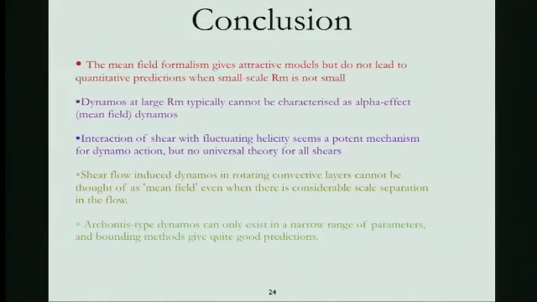Dynamos at large Rm, it seems, with turbulent flows can't be characterized as alpha effect dynamos. Adding shear doesn't seem to help. It enhances dynamo action, but it doesn't seem, even now, to be of mean field type, but maybe we're in the wrong parameter range. And shear flow induced dynamos don't seem to be of the mean field type. And then finally, these dynamos that I've been working at with Dave Galloway only exist in a narrow range of parameters. But it turns out that even if you can't do the numerical computations, there are some rigorous methods which give quite good predictions of what's going on. Thank you.